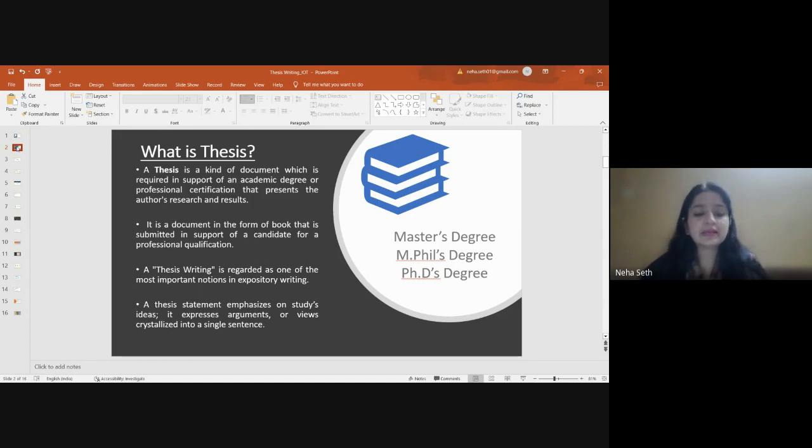Now, a thesis statement emphasizes the study's idea. Okay, so this one statement basically talks about the idea behind which that whole thesis is knitted and presented. It expresses the arguments or the views crystallized into a single sentence. As I just mentioned, this statement is one statement around which our thesis revolves. Okay, this statement basically gives us a clear idea what our thesis is all about.